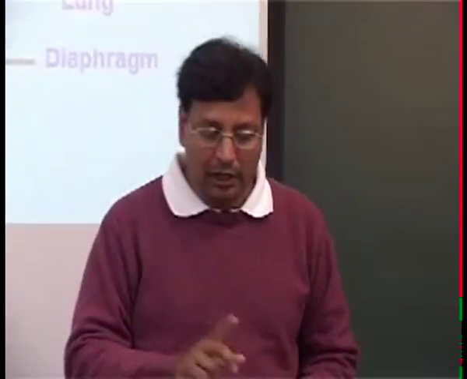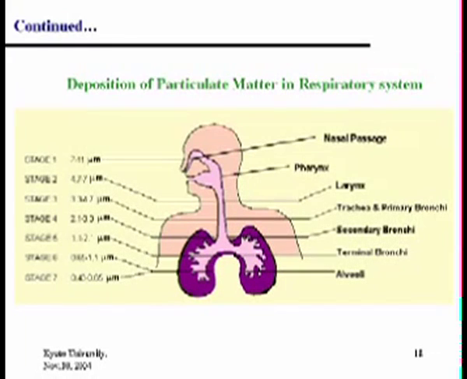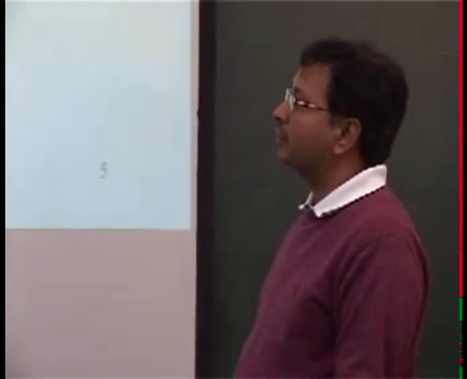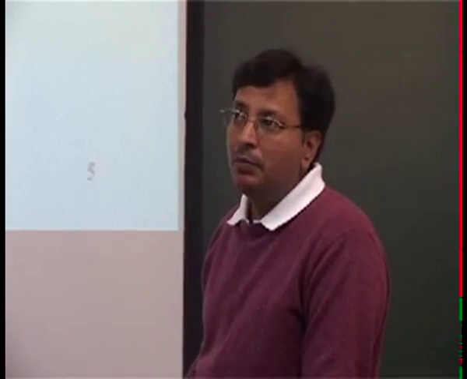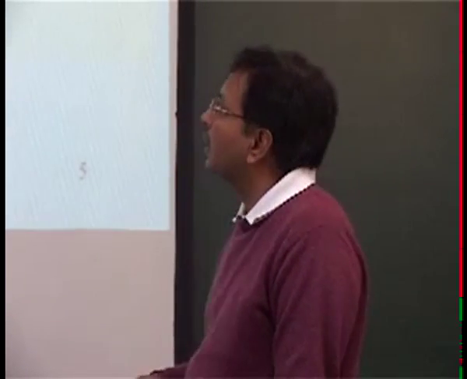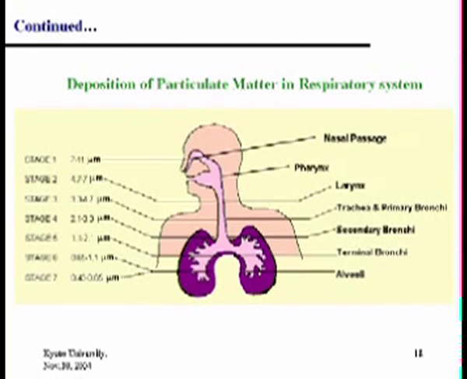That will become a little clearer in the next picture, but before that you can also see what kind of particles would be stopped at what place. The larger particles, like 7 to 11 micron, would be stopped somewhere here, but once you come to stage 2, particles of less than 10 are likely to stay at the trachea level, and this is stage 3. This is the upper trachea and primary bronchial.